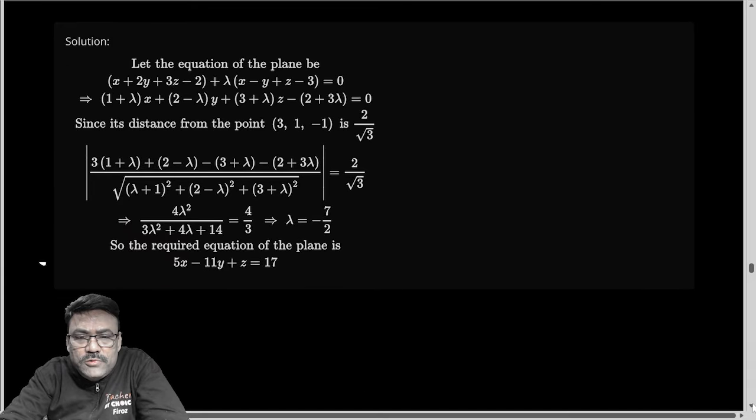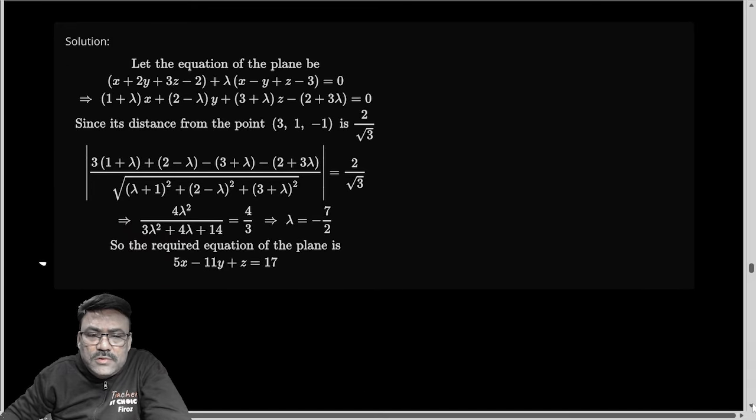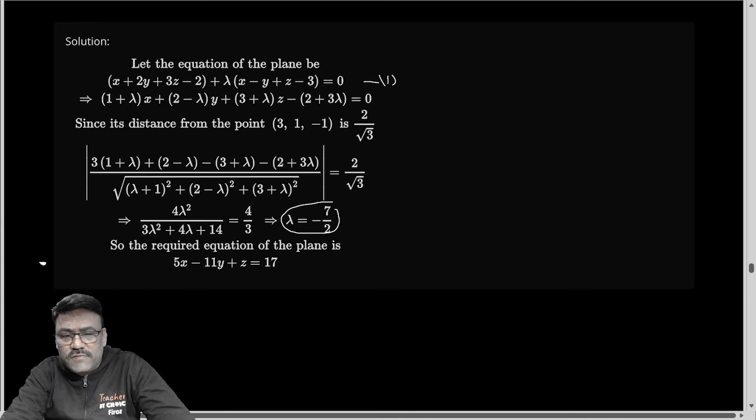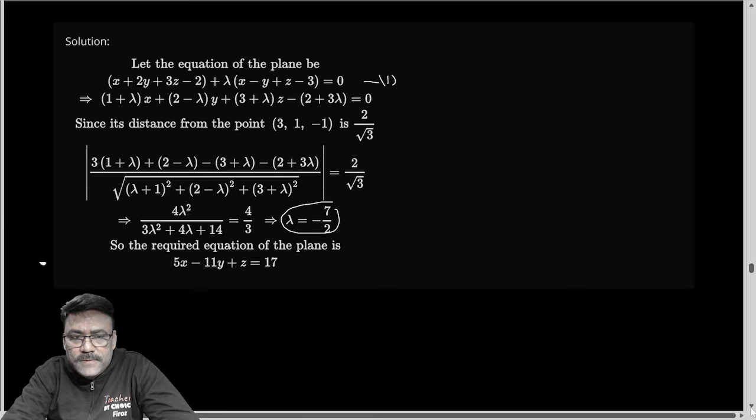So ultimately, when you do squaring and solve it, you are getting lambda is equal to minus 7 by 2. Actually, lambda square gets cancelled from both sides if you do squaring. So ultimately, you are not getting a quadratic, you are getting a linear equation only. So lambda is equal to minus 7 by 2. Put this value in equation 1. You will get the equation of the plane, which is 5x minus 11y plus z is equal to 17.